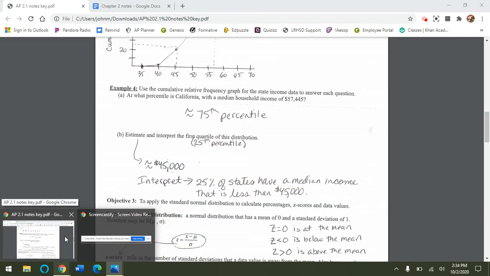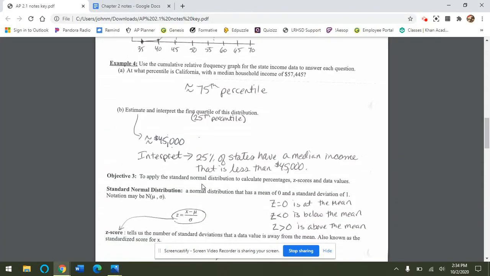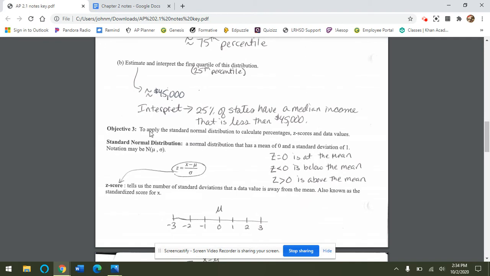Okay, so now let's talk about our second objective. All right, and our second objective is to apply the standard normal distribution to calculate percentages, z-scores, and data values. So the normal distribution is like it's our big kahuna. It's our big deal. It's the be all end all for stats. All right, we're going to spend a ridiculous amount of time on it this year. Today, we're just going to start with some baby steps.